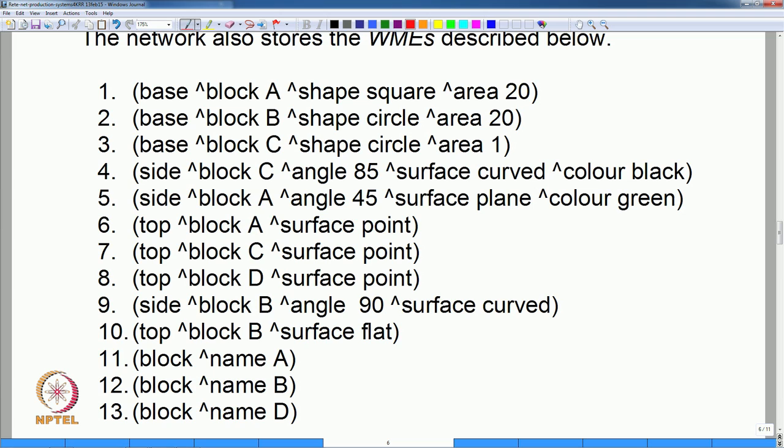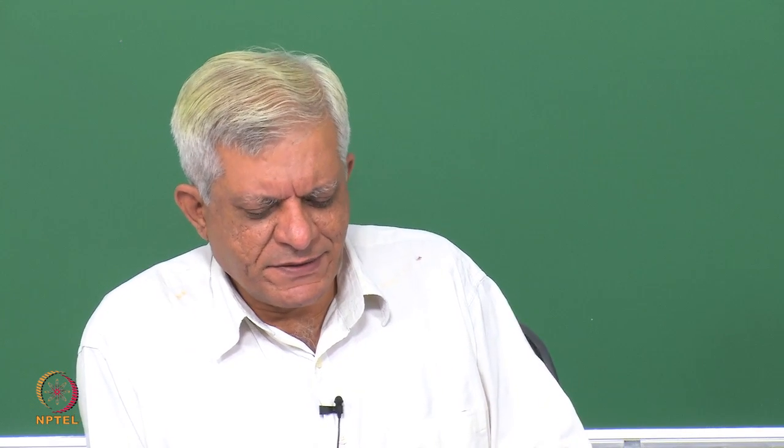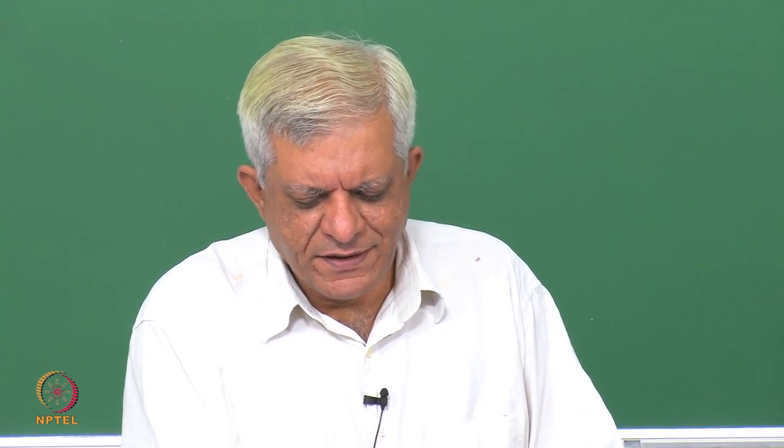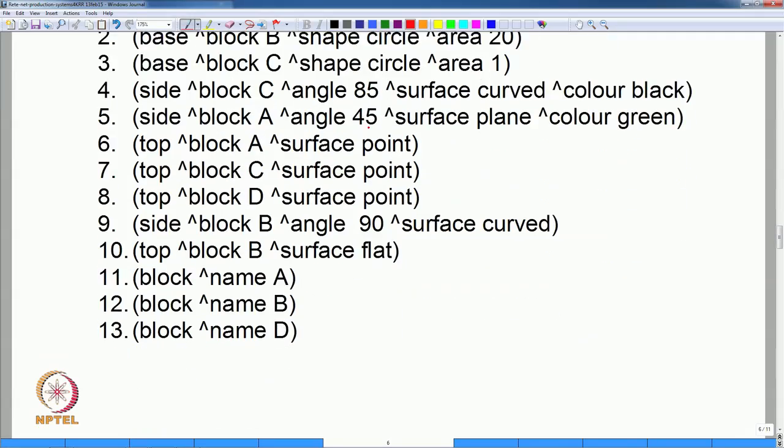The working memory elements, or the data, each of them is like a record in a database, you might say. The first one says I am talking about block, the base of block A is shape square and area is 20, base of block B is shape circle, area is 20, and so on and so forth essentially. We want to see that given this data, which of those 4 rules match essentially. That is our main interest at this moment.